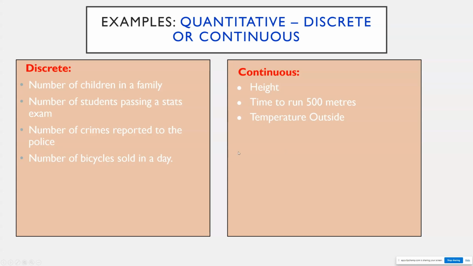Okay, I hope this quick review on different data types was helpful. Quantitative, qualitative. Qualitative, categorical, can be nominal or ordinal. Quantitative is numerical measures of some type. It could be discrete or continuous.